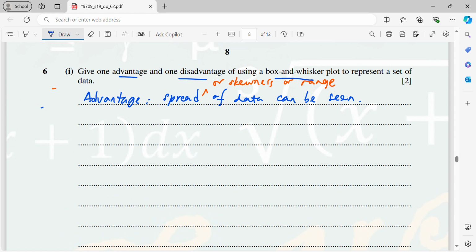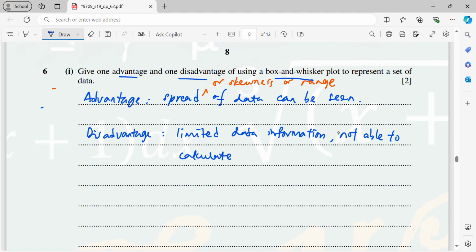Now, the disadvantage. Disadvantage means that you are given limited data. You cannot calculate the mean, because it only shows the median, Q1, lower quartile and upper quartile, and also lowest and highest value. So limited data information. Not able to calculate mean, mode, standard deviation or variance. Okay, so these are the advantage and disadvantage for the box and whisker plot.